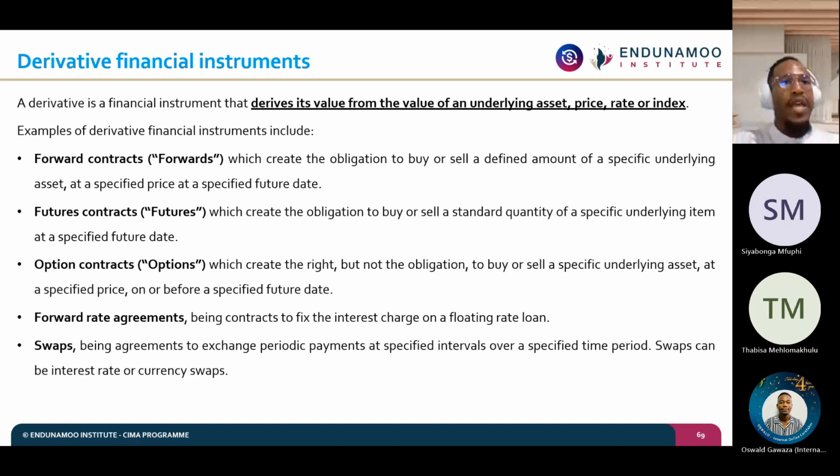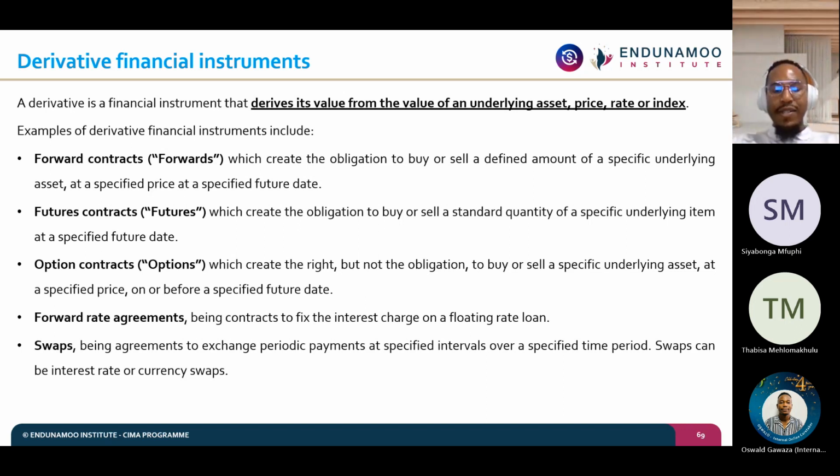Then an interest swap is an agreement where you exchange periodic payments at specified intervals over a specified time period. Swaps can be interest rate or currency swaps. So with swaps, for instance, these periodic payments that we're talking about could be ones where you enter into a loan agreement. And in terms of the loan agreement, you've agreed that you are going to pay ABSA or whoever has lent you money, interest payment on interest that is floating.